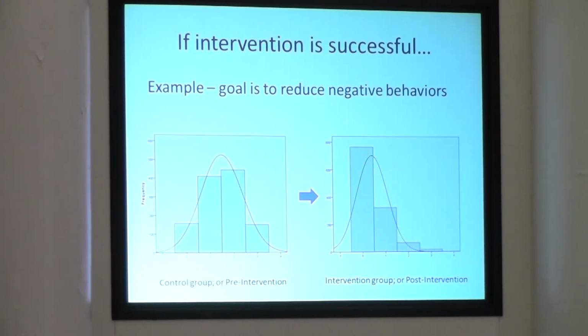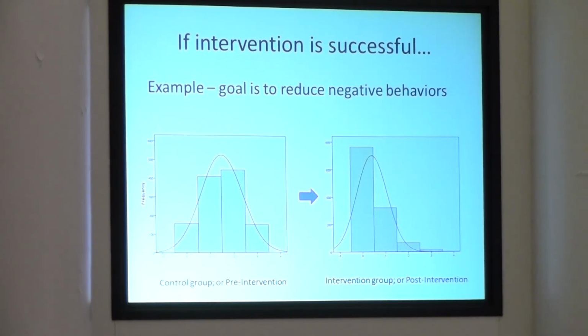And if the intervention is successful, we might be shifting from the distribution on the left to the distribution on the right, where perhaps, if it were a randomized study, we would have the control group as being what we have on the left and the intervention group, post-intervention, on the right. If it were a within subjects design, what we would have on the left was the pre-intervention and on the right, the post-intervention.